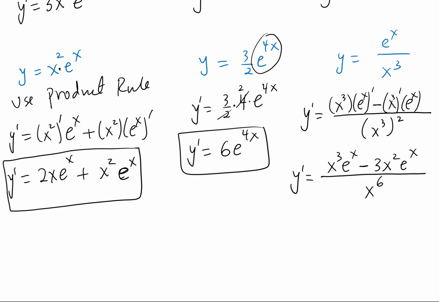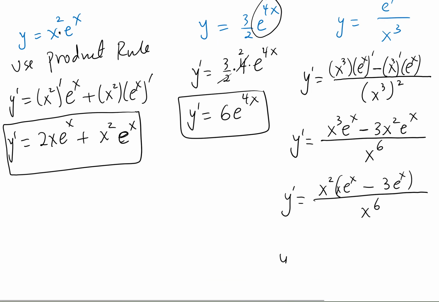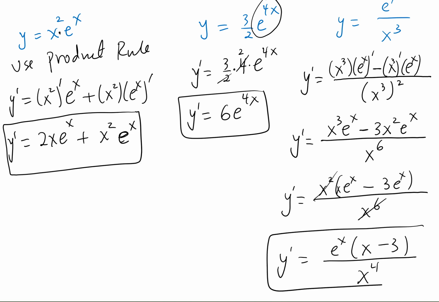One thing interesting about this, if you look in the back of the book, assuming this is a question in the back, you're not going to find this as an answer because on the top you can factor x squared out, and that will leave x e to the x minus 3 e to the x over x to the 6. Then we can reduce here. The x squared cancels with 2 copies. That will leave 4 copies. If you like, take out e to the x, you can. That will leave x minus 3. This would be the answer.